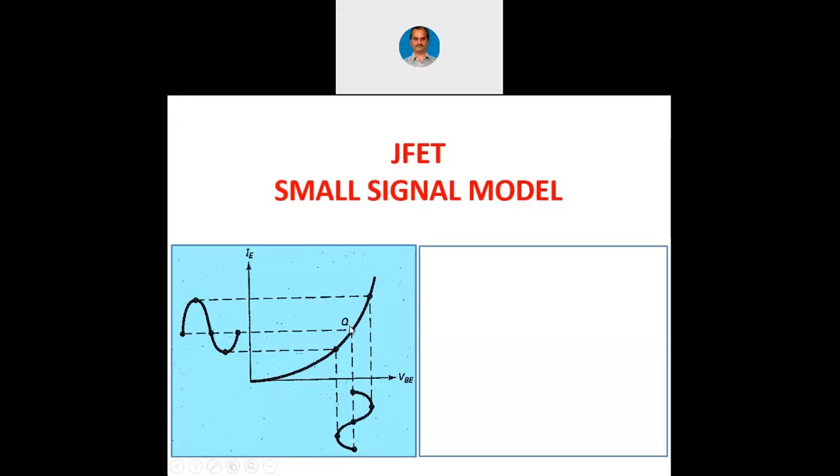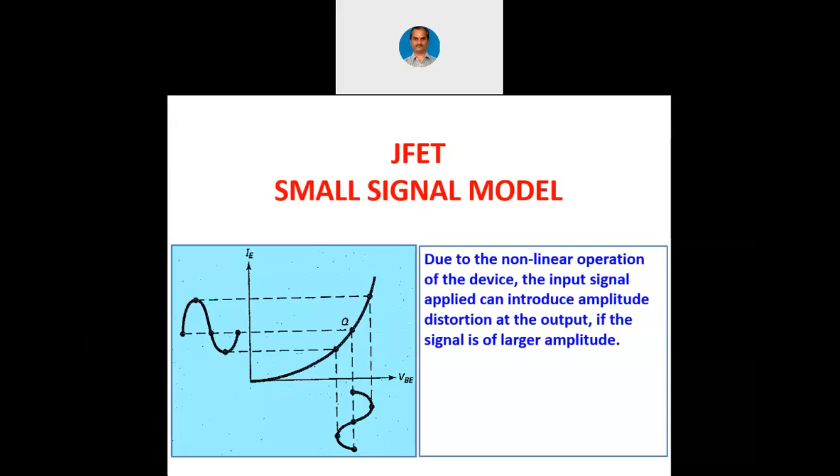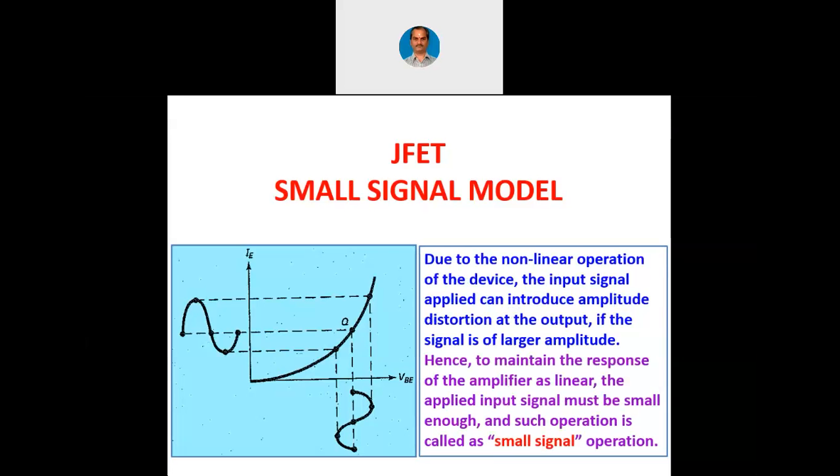Now, if Q point is here, we should presume that our signal is so small that it will not introduce this much of non-linearity at the output. That is what is called faithful amplification. Now, based on this presumption, we will be obtaining the small signal model for the JFET. Due to the non-linear operation of the device, the input signal applied can introduce amplitude distortion at the output if the signal is of larger amplitude. Hence, to maintain the response of the amplifier as linear, the applied input signal must be small enough, and such operation is called small signal operation.